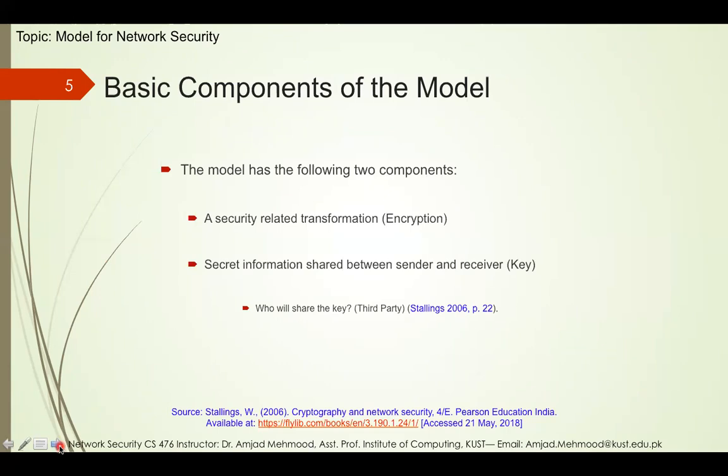Now, the basic components of this model. There are two basic components. Security-related transformation, which means encryption will be performed. And secret information shared between sender and receiver, which will be shared by a third party.